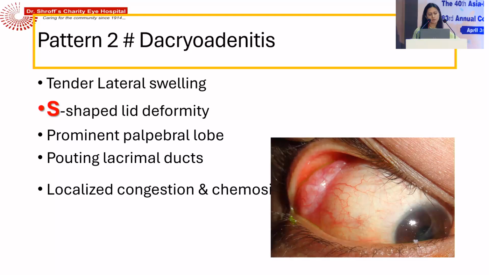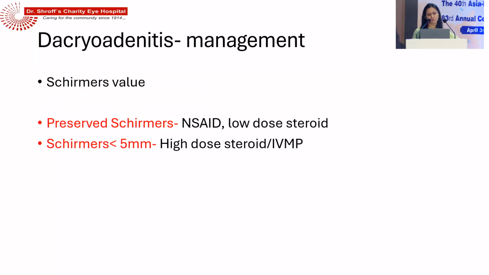Pouting lacrimal ducts can be visible, and there is a localized congestion and chemosis at the site of the lacrimal gland. So generally, how do we treat dacryoadenitis? We go by the function of the gland, and the gland's function is measured by the Schirmer's. The lower the Schirmer's is, the more the gland is affected, so more intensive is going to be your treatment.